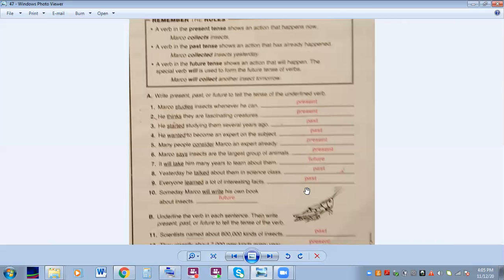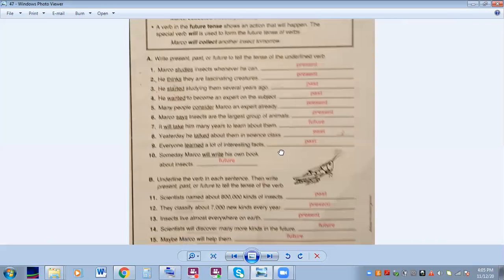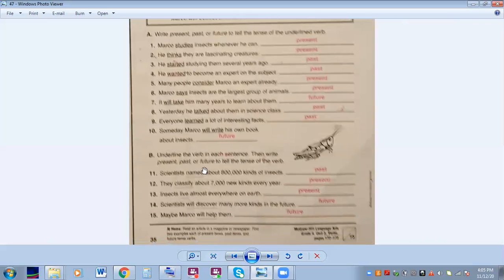Someday, Marco will write his own book about insects. Our clue, the word will, tells us that the action has not happened. This is future tense. Letter B says to underline the verb and then write the tense of the verb. Scientists named about 800,000 kinds of insects. Scientists is our subject. Named is what the scientist did. Named ends in ED, so we know it is past.